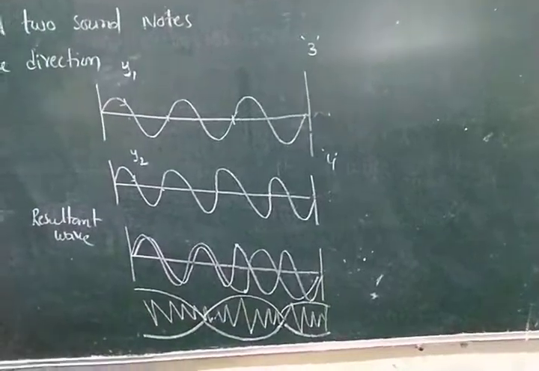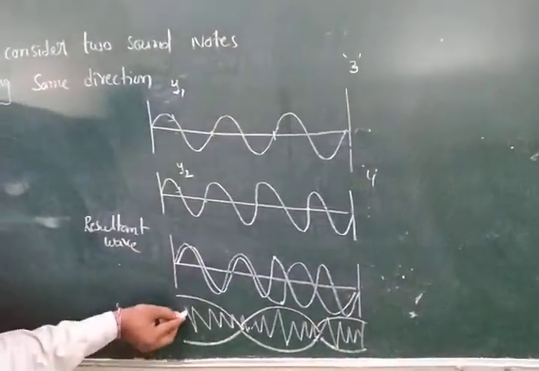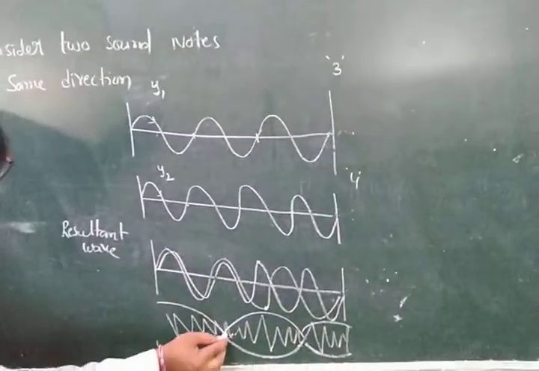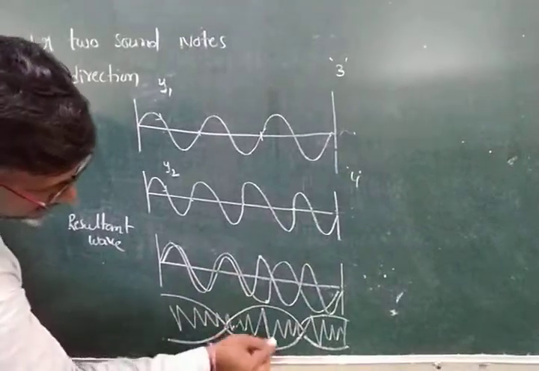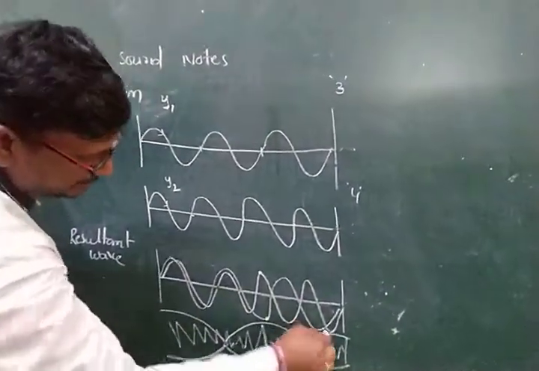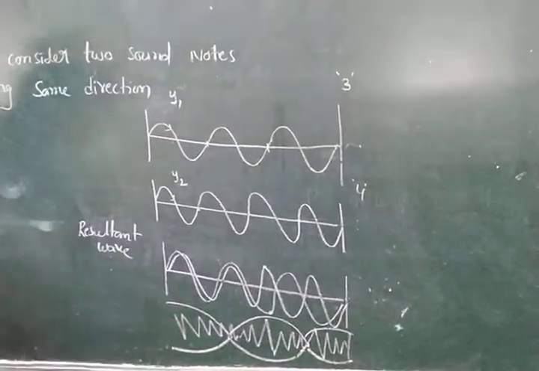When crest is over crest, it's a maximum. A crest over a trough is a minimum displacement. Again it's a maximum and a minimum displacement. Again the maximum displacements are there. This is the resultant wave.